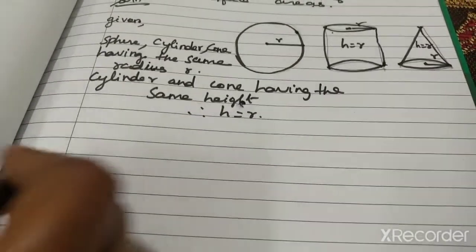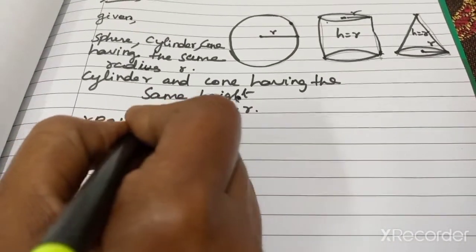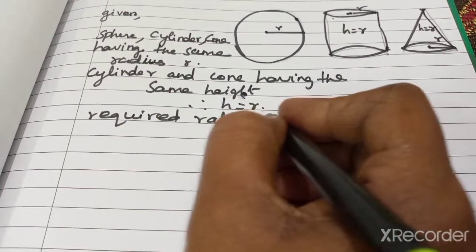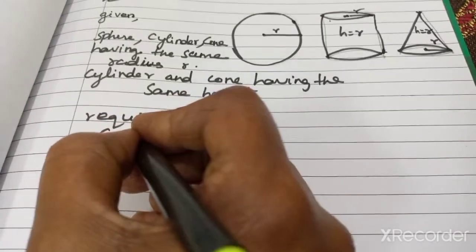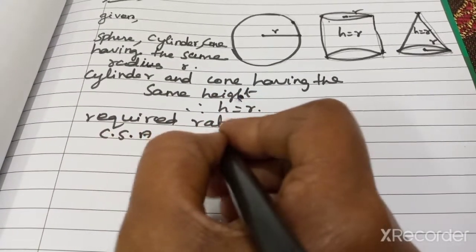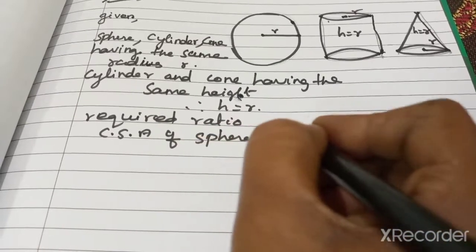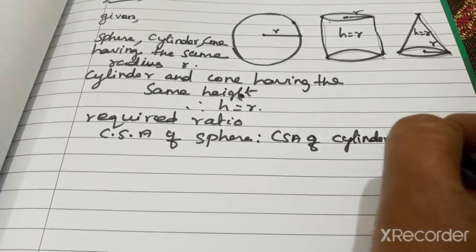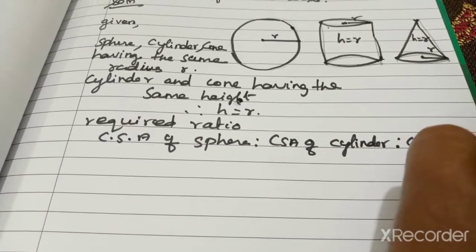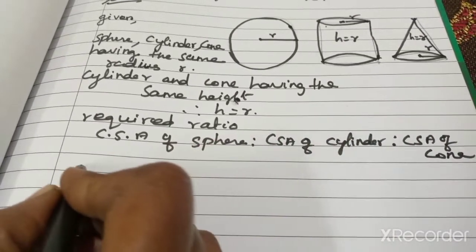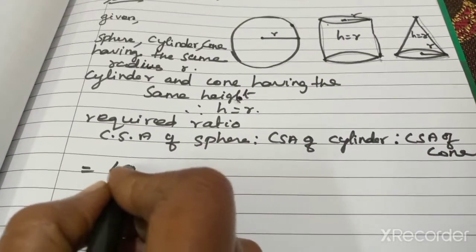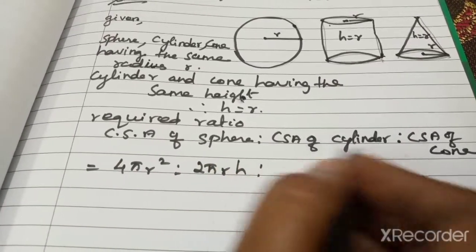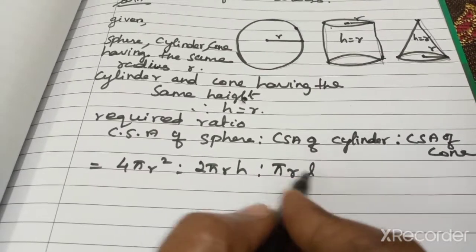Required ratio. What do we have to find out now? Required ratio: CSA of sphere is to CSA of cylinder is to CSA of cone. Let's write the formulas. What is the CSA of the sphere? 4 pi r square. What is the CSA of the cylinder? 2 pi r h. What is the CSA of the cone? Pi r l.